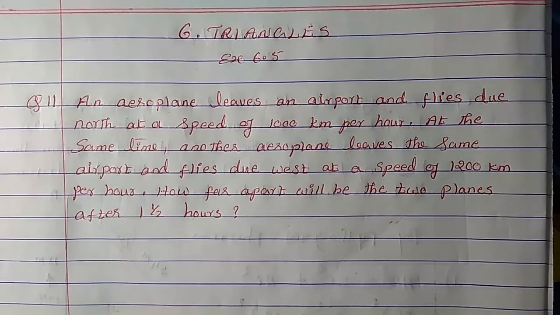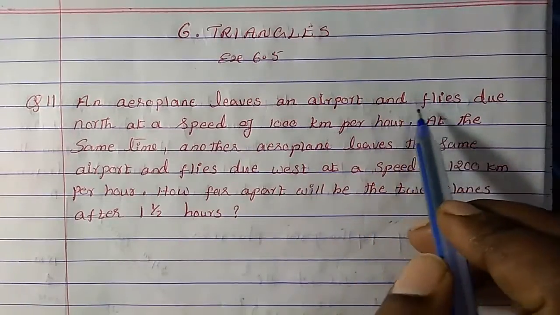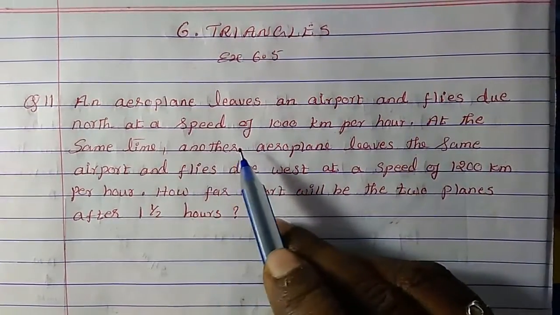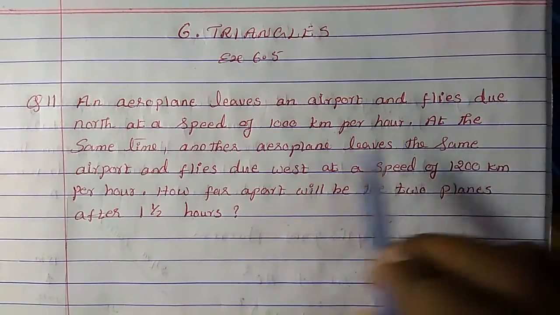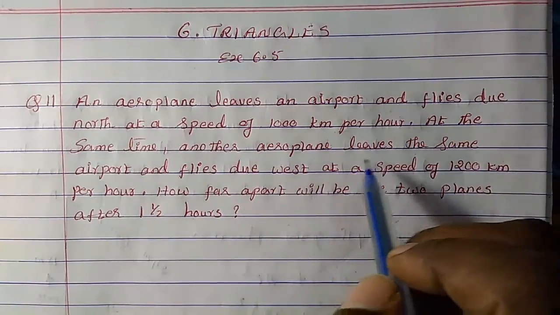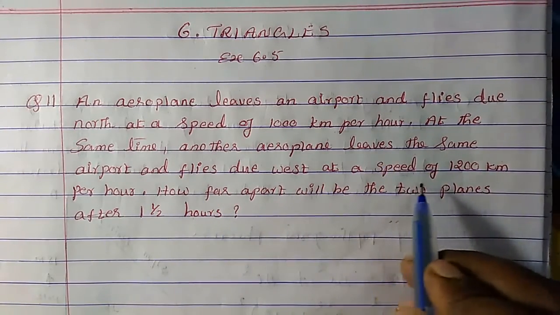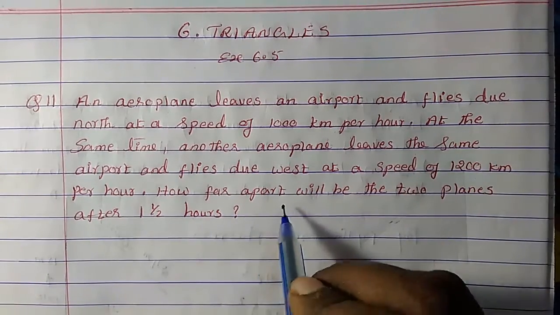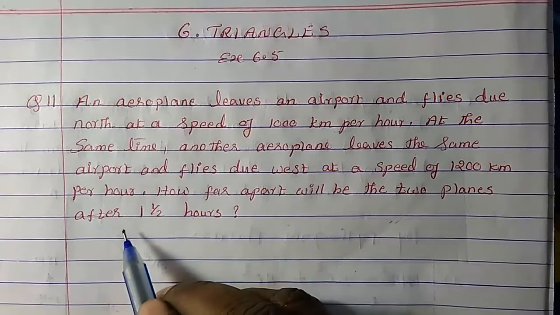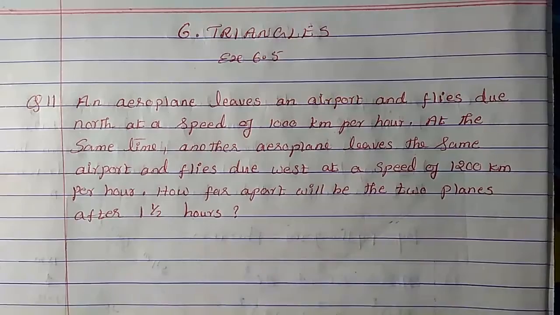Today we are going to study chapter 6 triangles, exercise 6.5, question 11. An aeroplane leaves an airport and flies due north at a speed of 1000 km per hour. At the same time, another airplane leaves the same airport and flies due west at a speed of 1200 km per hour. How far apart will be the two planes after 1.5 hours? Very easy sum, so don't worry.